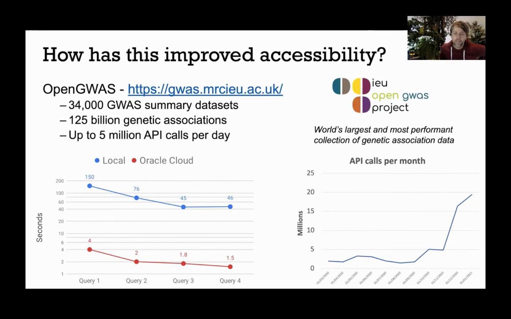And the changes that I've discussed and the improvements that we made provided a massive increase in performance. We can now do sub-second queries for quite complex, large-scale queries across the entire data set. And we're now the world's largest and most performant collection of genetic association data, with an increasing number of users and API calls.